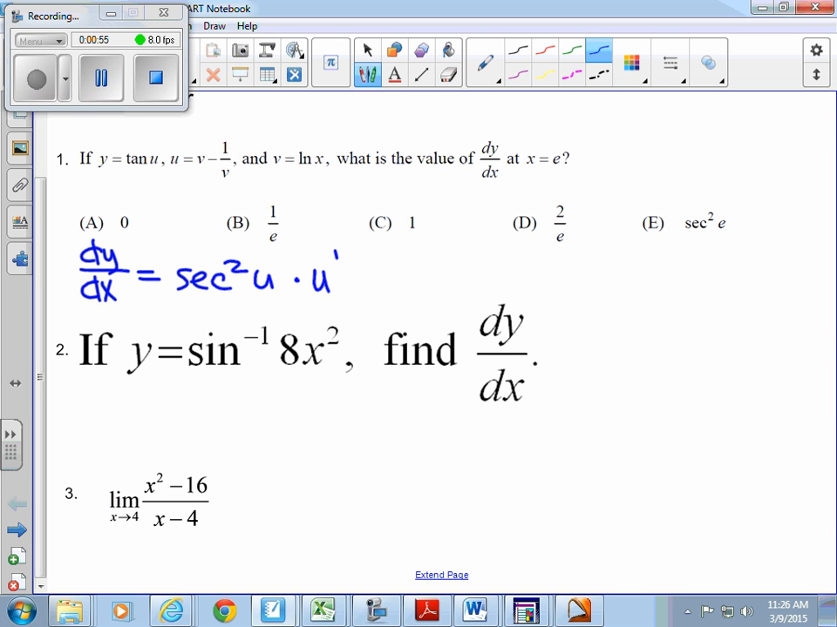Any questions so far? Well, secant squared of u, which is v minus 1 over v, or natural log of x minus 1 over natural log of x. So far, so good. Times the derivative of that, times u prime. If it were me, at this point, I probably would look here, but you could do another set of derivatives if you wanted to. So this would be 1 over x.